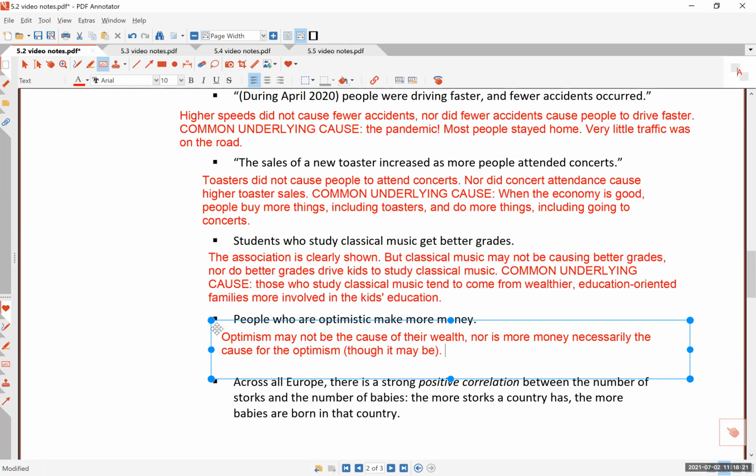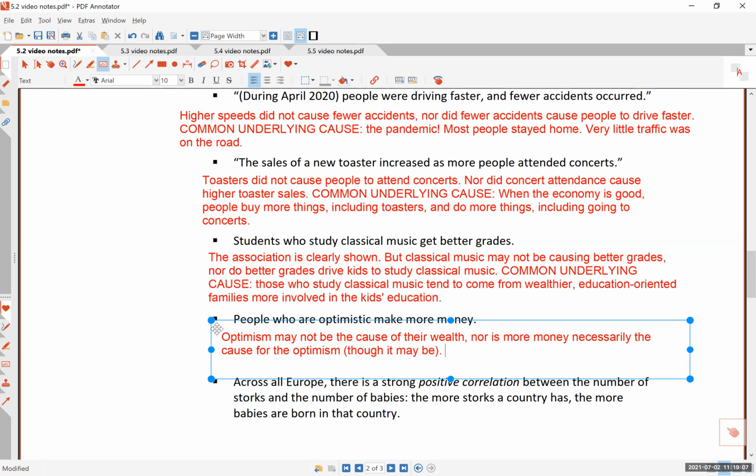Or it may be. Okay, after all, it may be easier to be optimistic when you have a lot of money, right? So that could be a possibility. And it's possible that when kids grow up being optimistic, they may try new things and they may become more successful and they may be wealthier. But clearly, there is a tendency or correlation or association between optimism and having more money. Okay, but that association by and of itself does not establish or imply causation one way or the other. So optimism may not be the cause of their wealth, and neither is more money necessarily the cause for their optimism, though it may be.